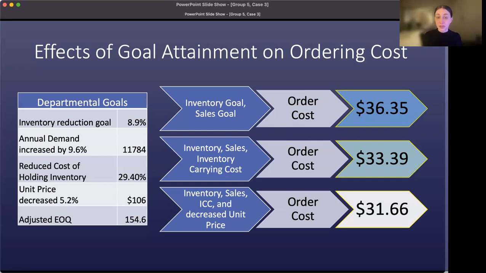Taking the goals a step further, we've added something else. The middle scenario is addressing the inventory reduction goal, the increased sales, and adds in the updated cost of carrying inventory, which is a new goal to reduce that from 32% to 29.4%.